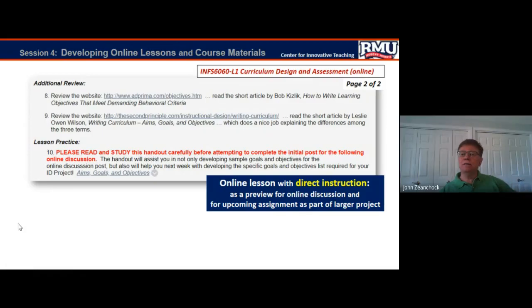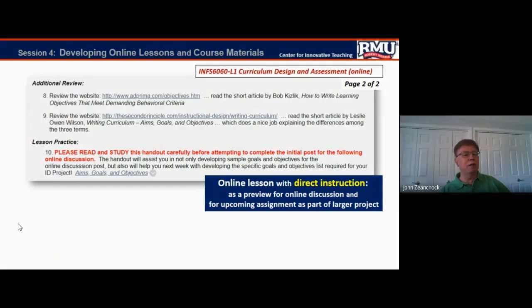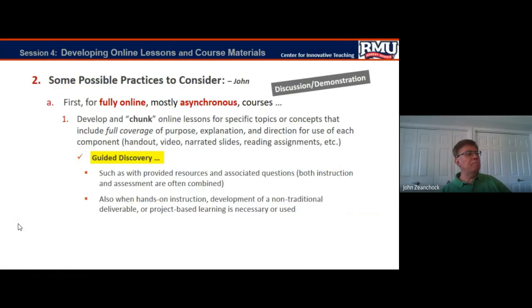So those kinds of things can be replicated in an online environment, thinking about what you do in your face-to-face environment. Does anyone have any questions before we move into guided discovery on any of those concepts related to direct instruction?